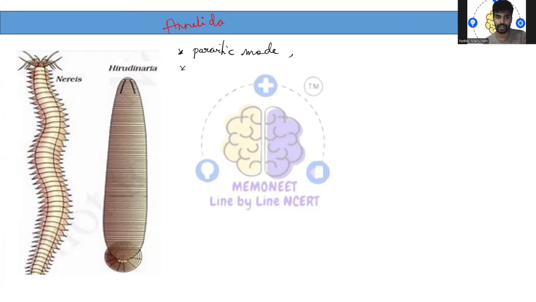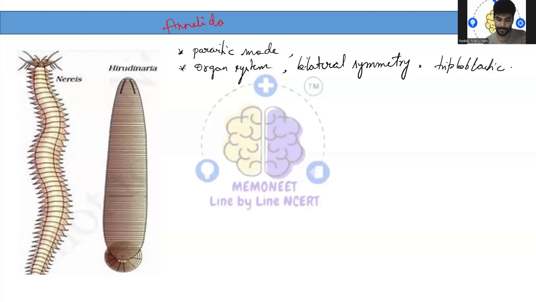They exhibit organ system level of organization, bilateral symmetry, and are triploblastic. Another very important point is they are metamerically segmented. Metamerically segmented means you can see the segments on the body. So hence this phylum is named Annelida.